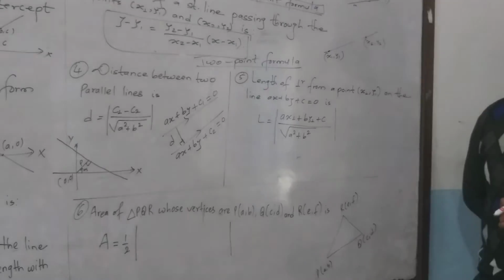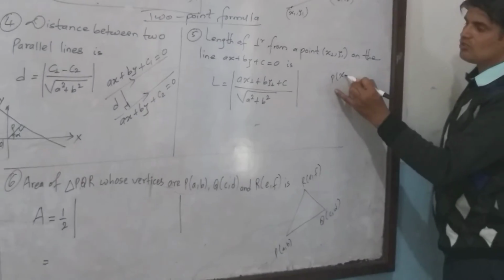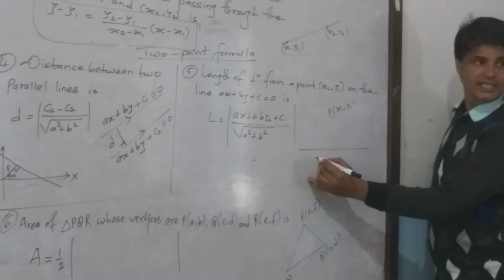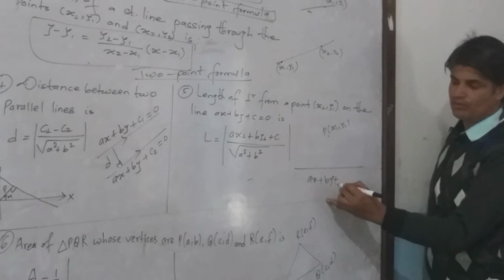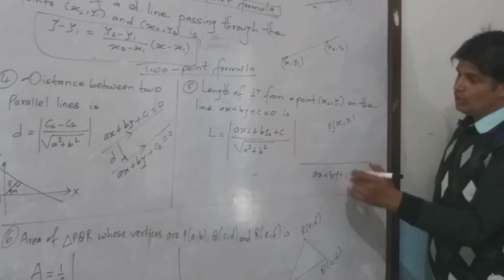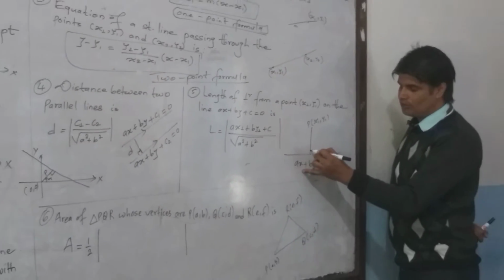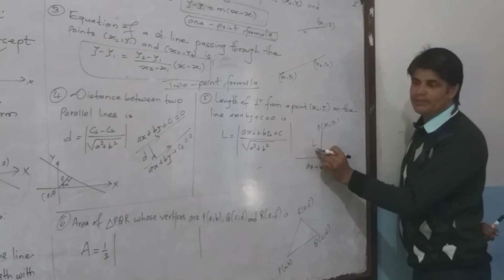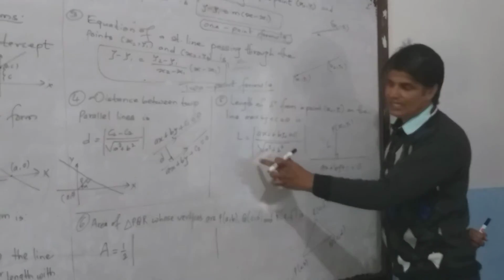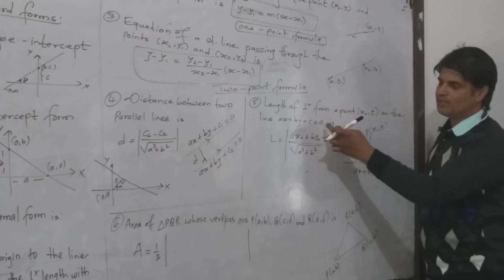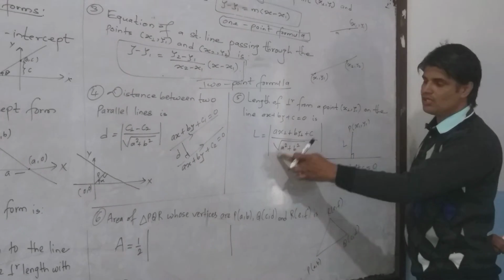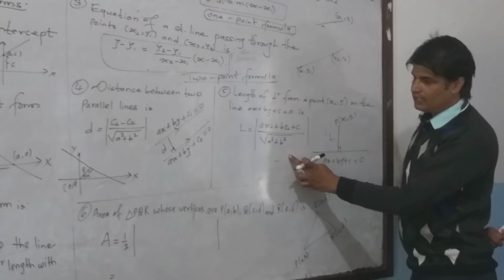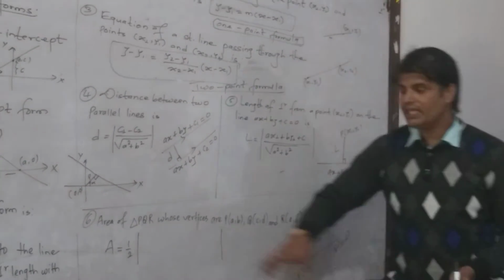Now, length of perpendicular. Let the point P(x1, y1) be any point and the equation of the line is ax plus by plus c equals 0. It's a linear equation. So if we draw a perpendicular from the point P on this line, suppose L, then this L is calculated using this formula: absolute value of ax1 plus by1 plus c upon under root a square plus b square. Alright?